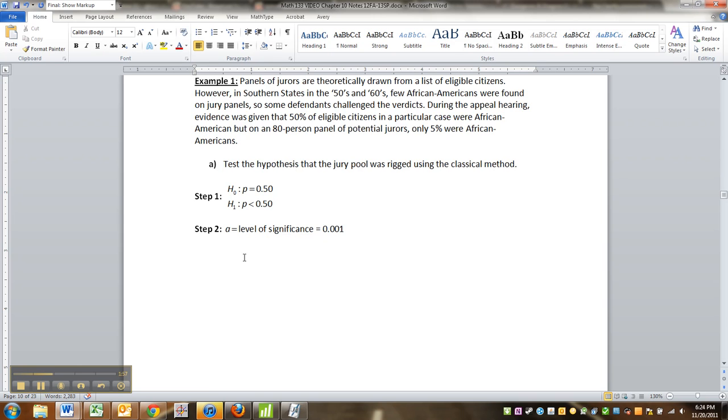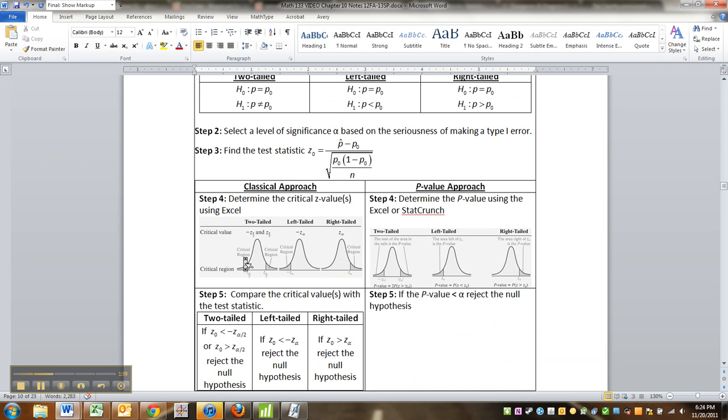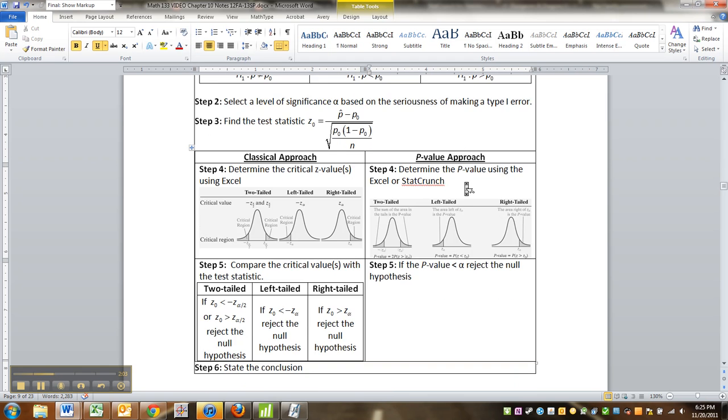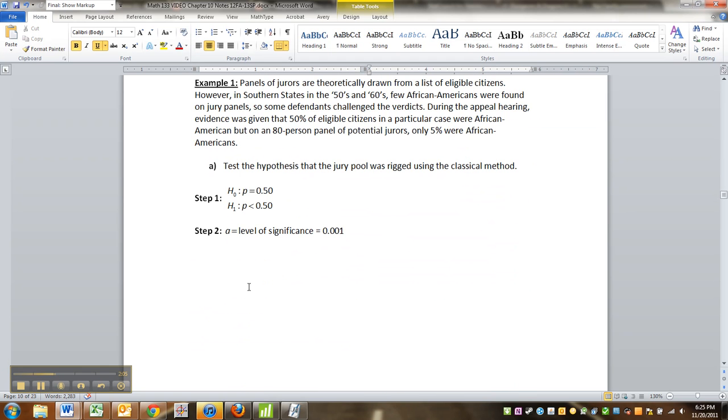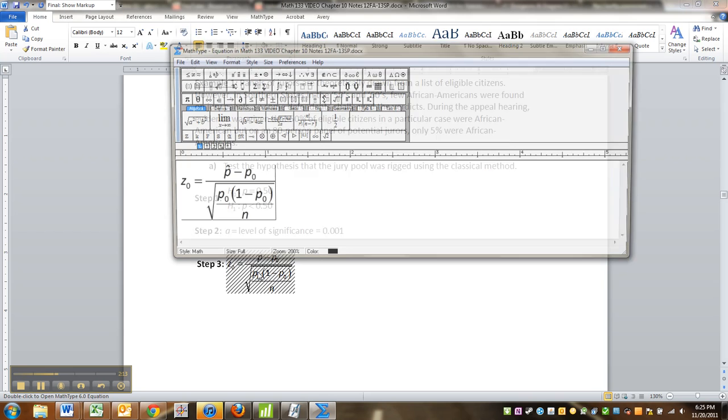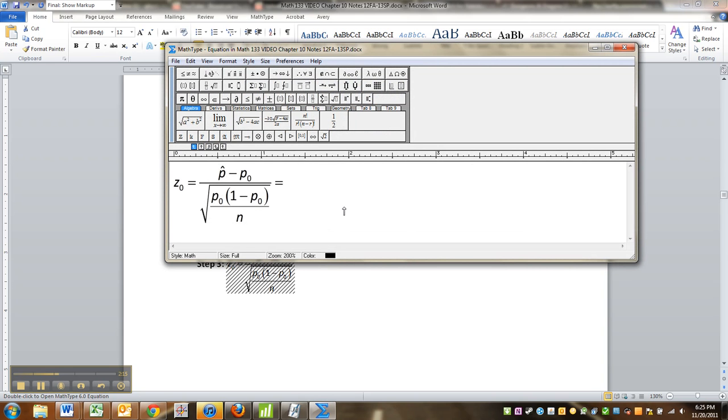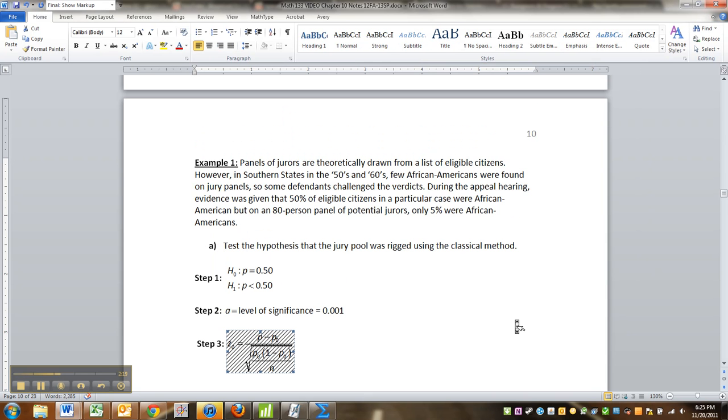Step 3, you need to find your test statistic. And I reiterate, guys, it is so smart of you to just have this table printed out and sitting there. So step 3, test statistic. Let's find it, shall we? Okay, so let's keep in mind a couple things. 0.05 was our p hat. It says it right here, 5% were African American.